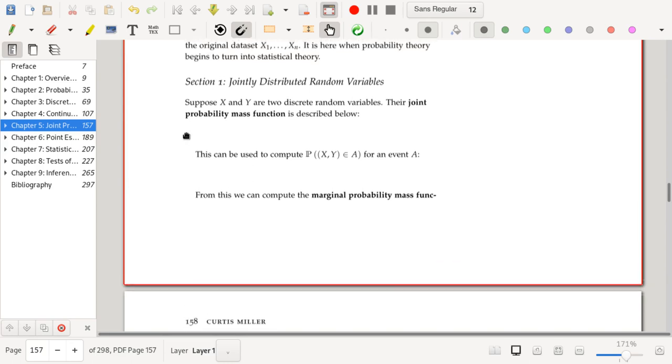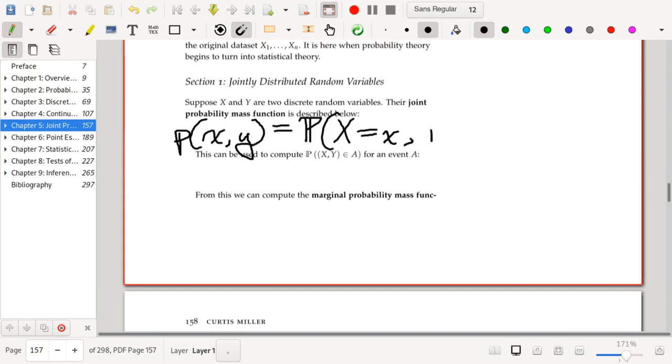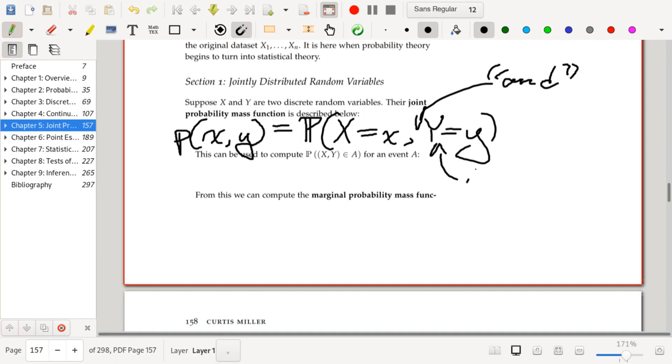Their joint probability mass function, which is going to be called p of x,y, is going to equal the probability that capital X is equal to little x, and capital Y is equal to little y. The comma means "and", essentially. Or if we wanted to, we could write this in terms of set notation. It's the set where X is equal to little x, intersected with the set where Y is equal to little y. That's another way to think about this. So that's how we're defining it.